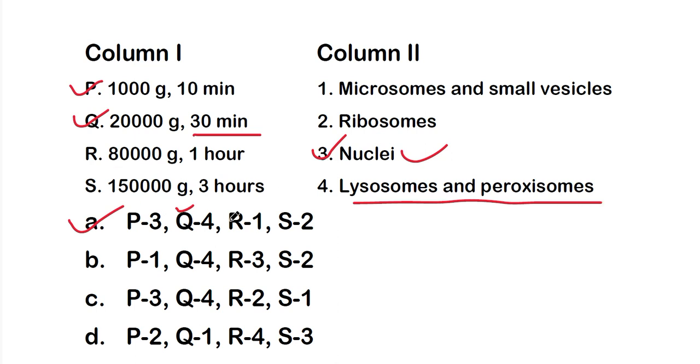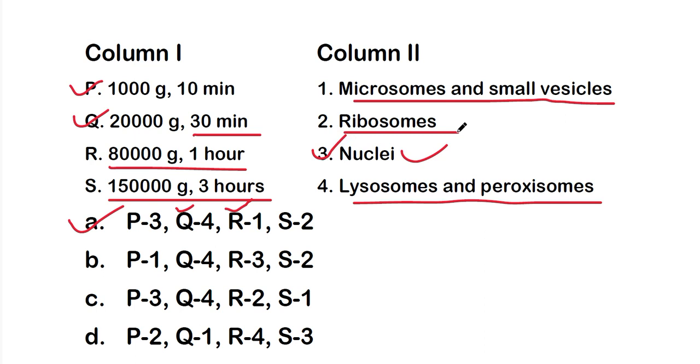Then R is 1, so by 80,000 g for 1 hour we will get microsomes and small vesicles, and by 150,000 g for 3 hours we will get the ribosomes. So by different gravitational force or different RPM with different time, we can separate different organelles, or precipitate them down.